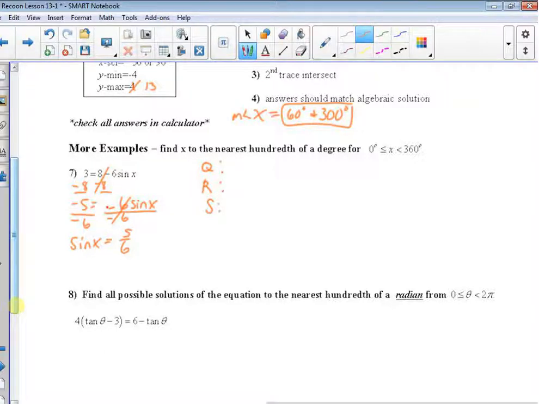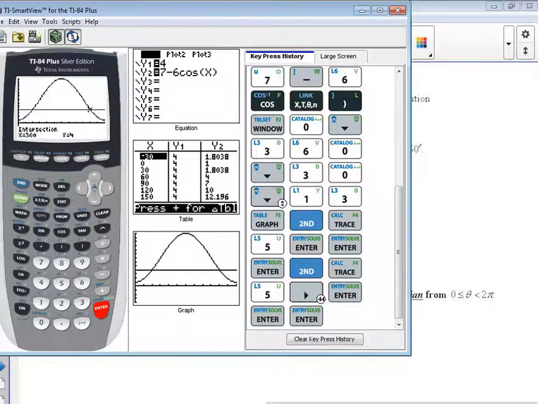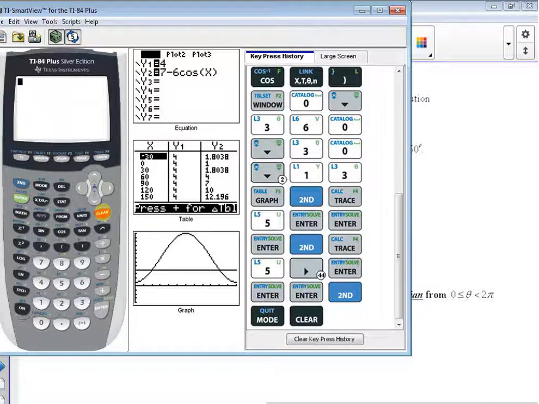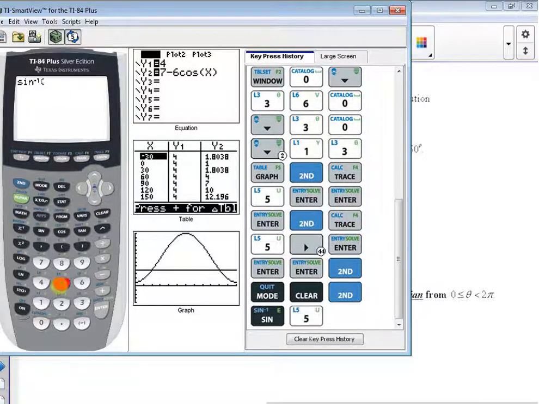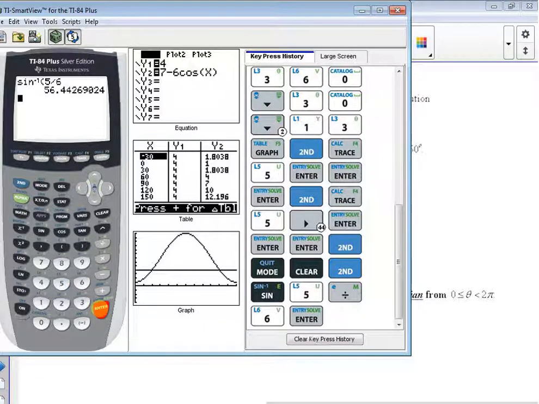So to get that quadrant again, I'm looking, where is sine positive? Because 5/6 is positive. So it's positive in quadrants 1 and 2. To find the reference angle, I have no choice but to do second sine 5 divided by 6 on my calculator. So I'm going to go to my home screen and do second sine 5 divided by 6. So I get 56.44 degrees.